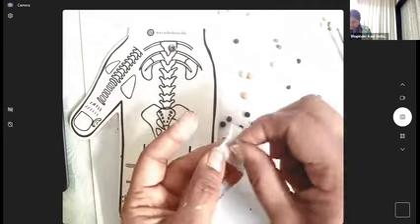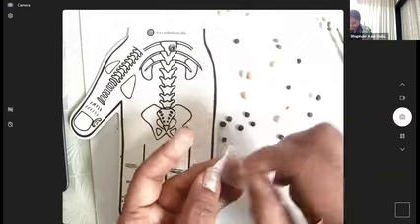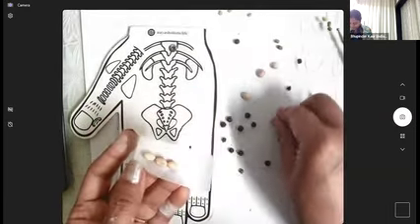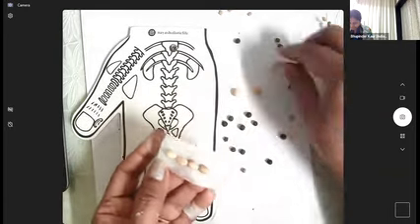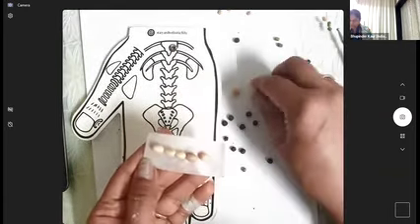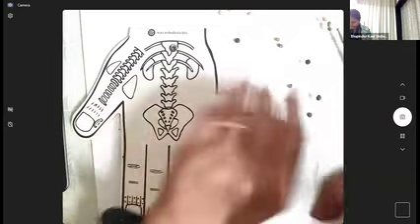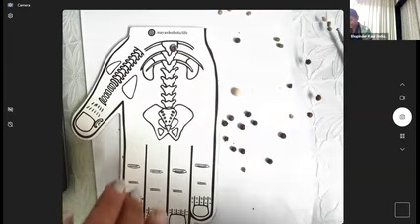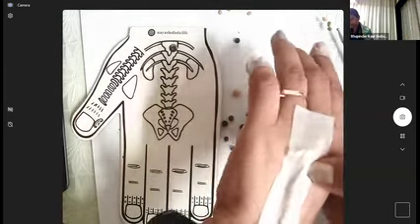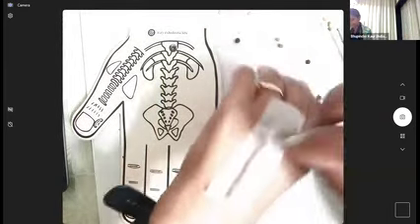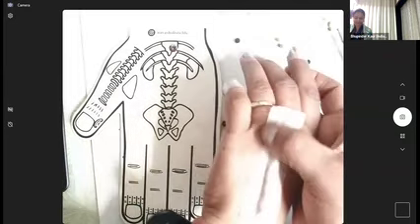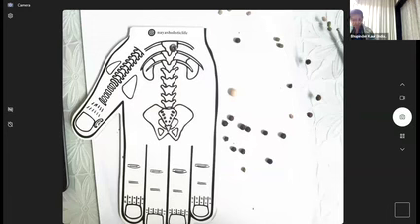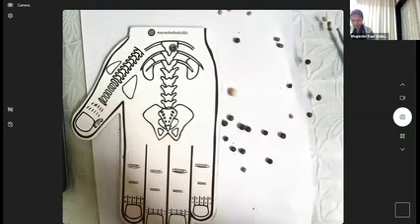Arrange in one line. You can put extra seed also, it doesn't matter. And check the chain. And if you need more support of paper tape, you can add.